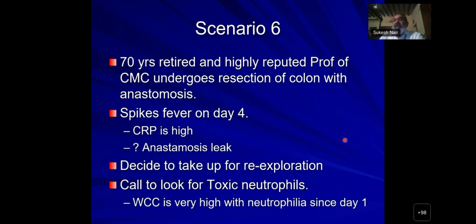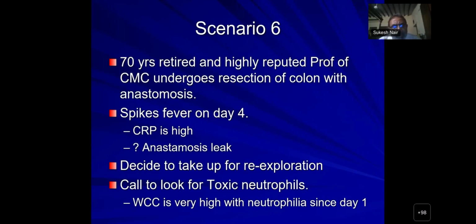Now, I will show you, as an example, the last case, how we can use this data in clinical use. A 70-year-old retired and highly reputed professor of CMC undergoes resection of colon with anastomosis. Spikes fever on day 4. CRP is high. So on day 4, day 5, when there's a spike of fever, they think of anastomotic leak. They take them for re-exploration, and then of course repair it and bring it back.